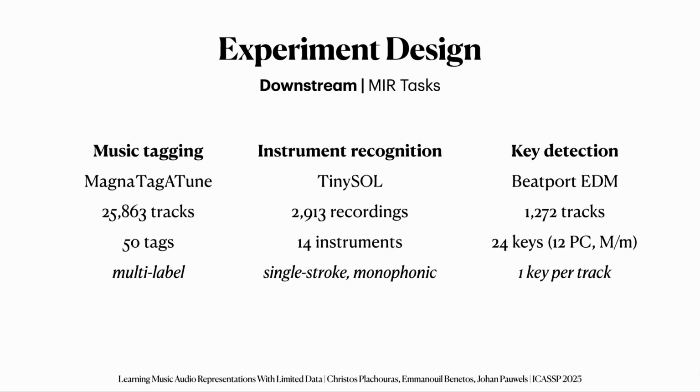The downstream tasks that we decided to use are music tagging, again on the Magna Tagatune dataset. Remember that for most cases we use a very limited subset, so while there is some overlap, the generalization of the representation does get challenged in many situations. We also use TinySol for instrument recognition. It's a dataset of 14 instruments with single-stroke monophonic audio. It should be a relatively easy task for the models to solve. And finally, key detection on Beatport EDM, which contains key annotations, so for the 12 pitch classes and major or minor.